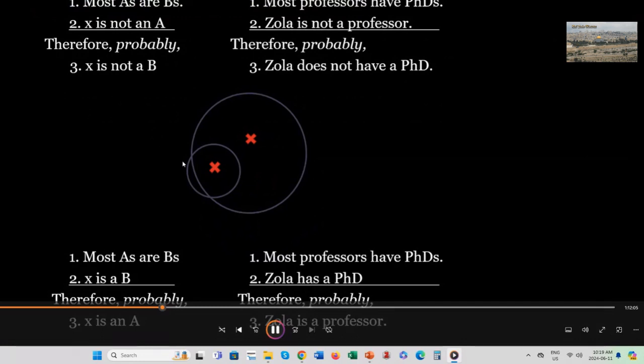Next up, premise one, most A's are B's. So again, we have the same circles overlapping mostly. Premise two, X is a B, therefore probably X is an A. Well, no, this is non-cogent because we just have no way of telling. Maybe X is here. Take Zola in this example. Most professors have PhDs. Zola has a PhD. Therefore, Zola is a professor. No, we just have no way of telling. It's equally probable that Zola is a professor, and equally probable that they're not a professor with a PhD. There are plenty of non-professors who have PhDs in this world.